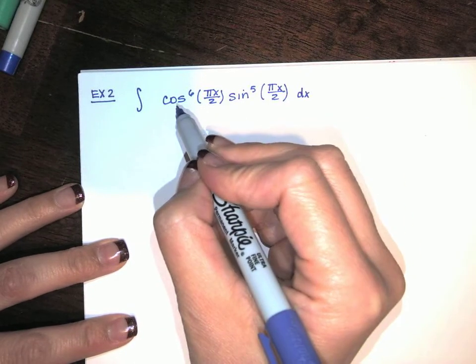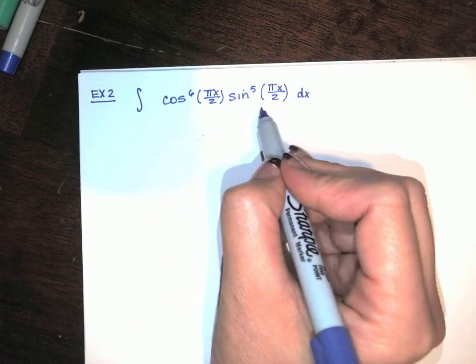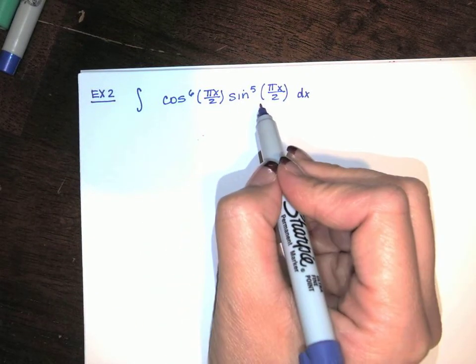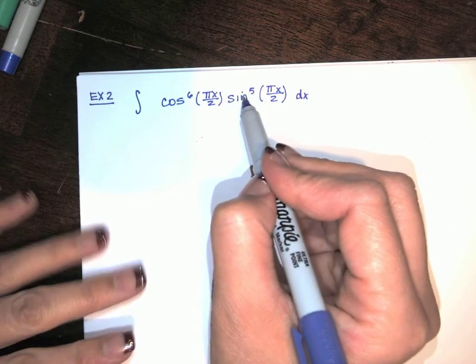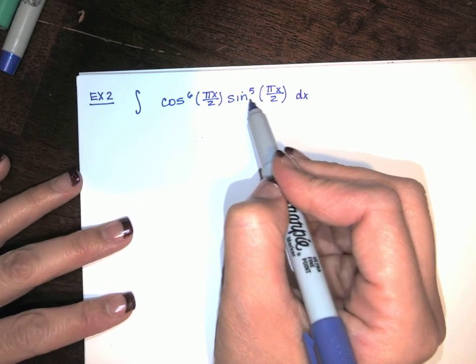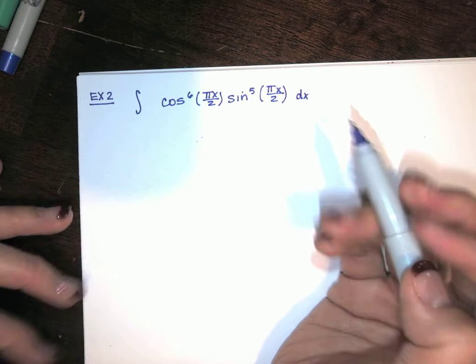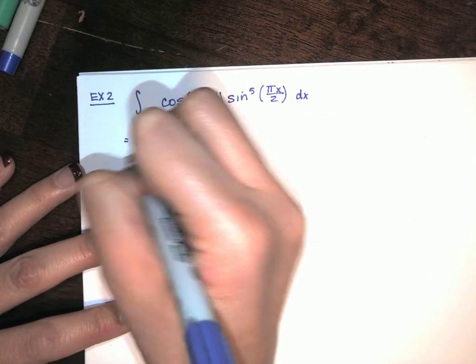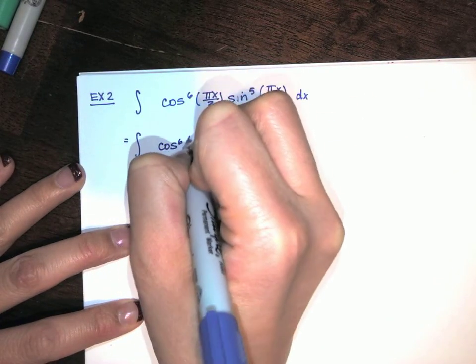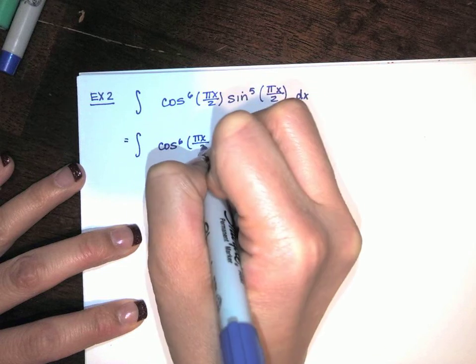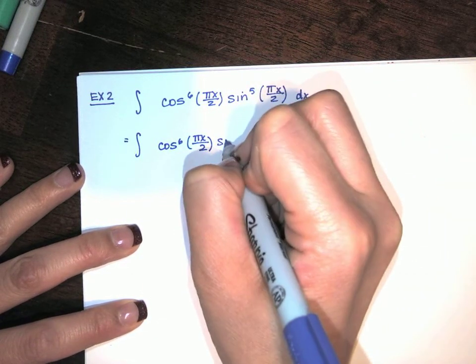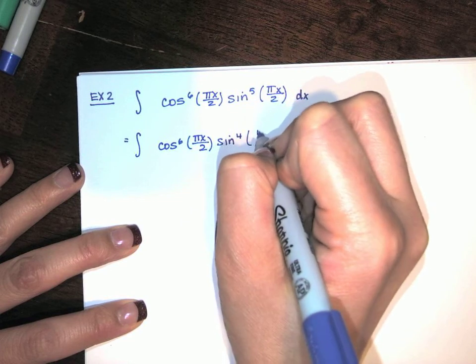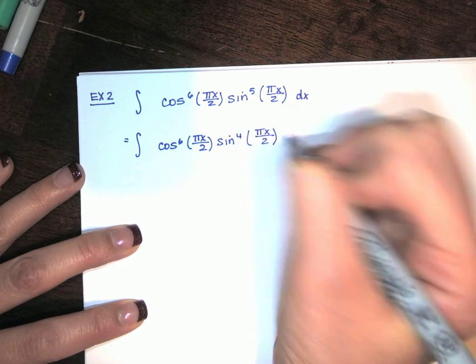Whenever that happens, when one of the powers of these is odd, we're going to save one of those. I've got sine to the 5th, the one that's odd. We're going to save one of those for our du. So I'm leaving the cosine to the 6th alone, and I'm factoring out one of the sines. I have 5 of them. After I'm done factoring that out, I'll have 4 of them.